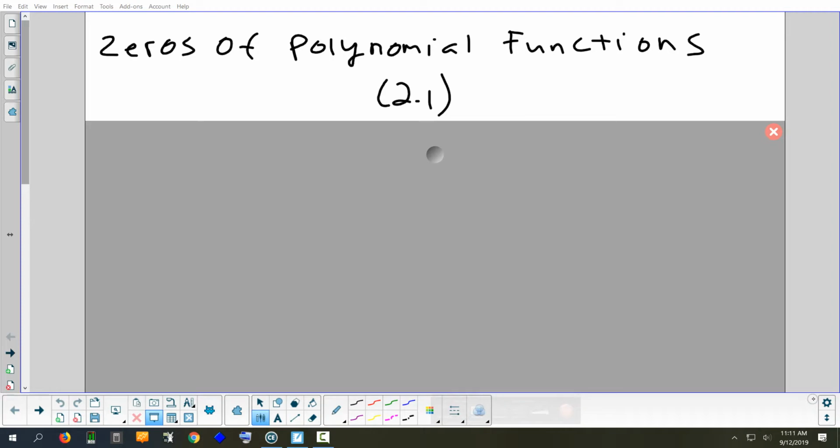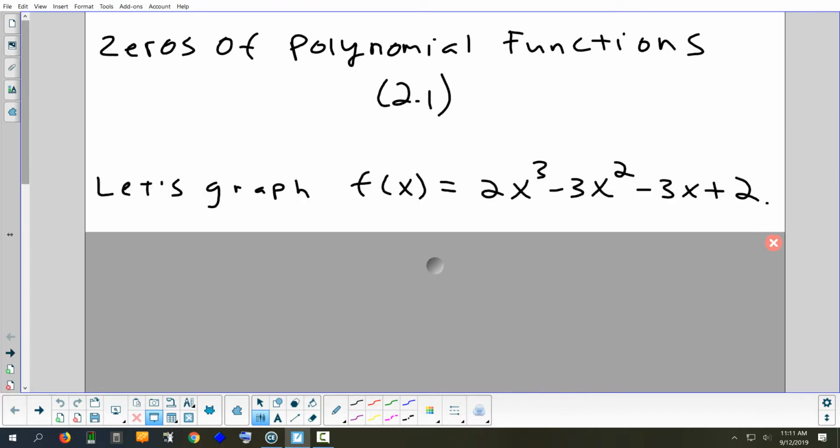Okay, so last section we're going to look at this week is 2.1 and part of 2.2. Okay, 2.1 focuses on zeros or roots of polynomial functions. One thing we want to be able to do is look at an equation quickly and say, all right, that could cross the x-axis at most 3 times.